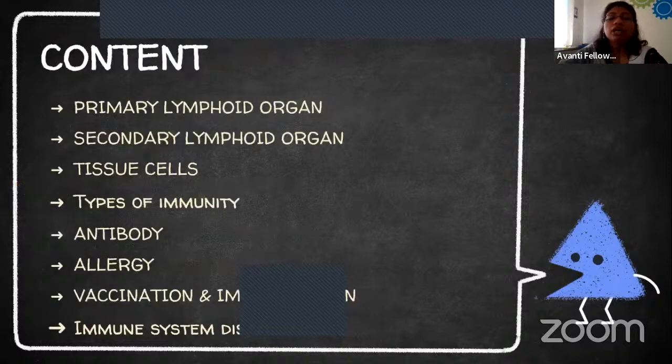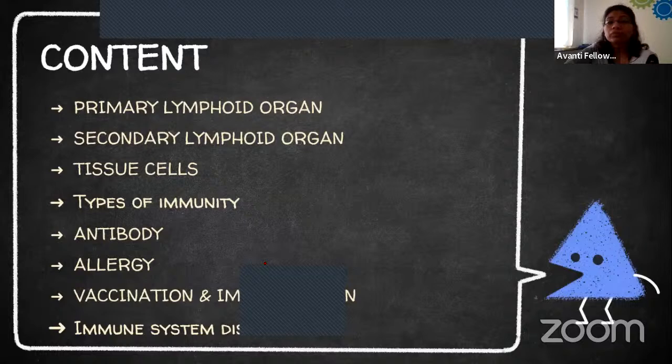Okay, so now we are moving towards our topic for today. The major topics we are going to cover will be primary lymphoid organs, secondary lymphoid organs, and tissue cells, which make up the complete immune system of our body. If we have to fight some enemy, we have to prepare some force. So these immune organs and these cells make our army, which is going to fight against those enemies, that means the foreign elements which are going to disturb your body.